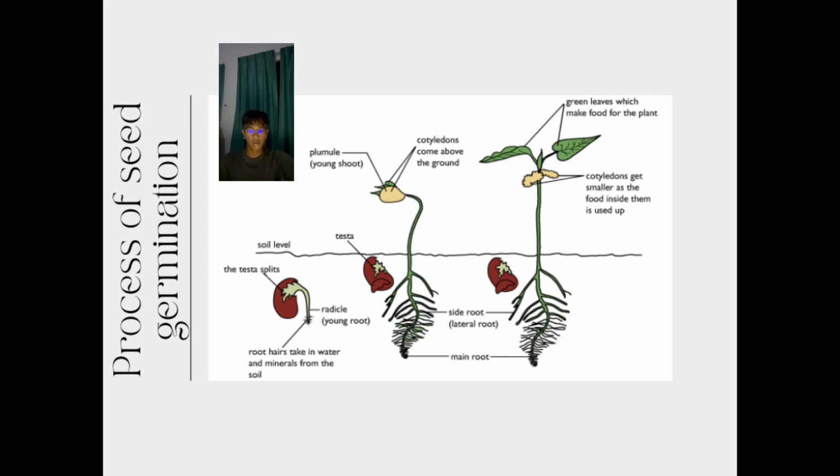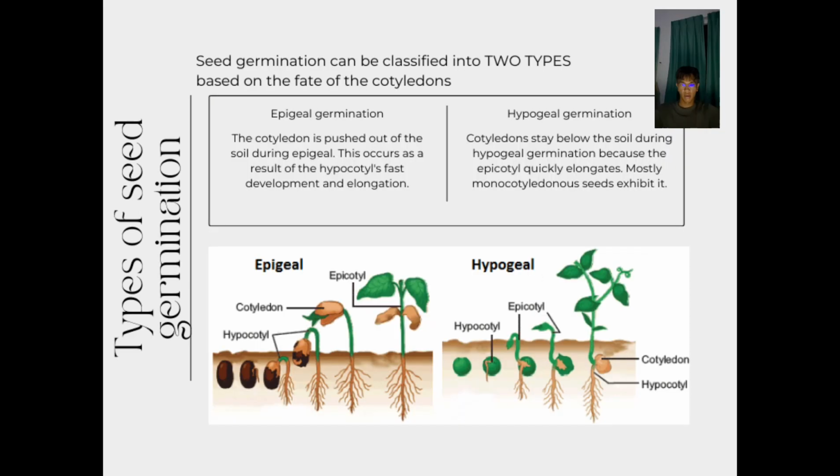The radicle develops from the seed coat to create a main root, and the seed begins to absorb subsurface water. After the radicle and plumule emerge, the shoot begins to develop upwards. In the final stage of seed germination, the cells of the seeds become active, elongate, and divide to give rise to the seedling. Next is the types of seed germination.